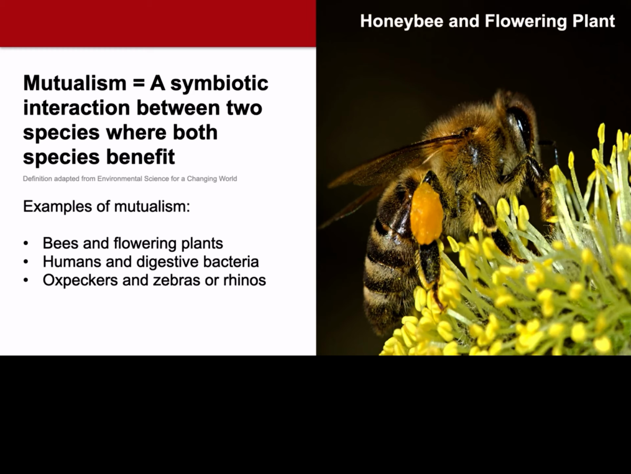Mutualism is a symbiotic interaction between two species where both species benefit. A classic example of mutualism is bees and the flowers that they pollinate. Bees benefit by eating the nectar and pollen from the flowers, and the flowering plants benefit as they are fertilized by the bees that fly from flower to flower. Other examples include humans and the bacteria that live in our digestive tracts, and oxpecker birds and zebras or rhinos.